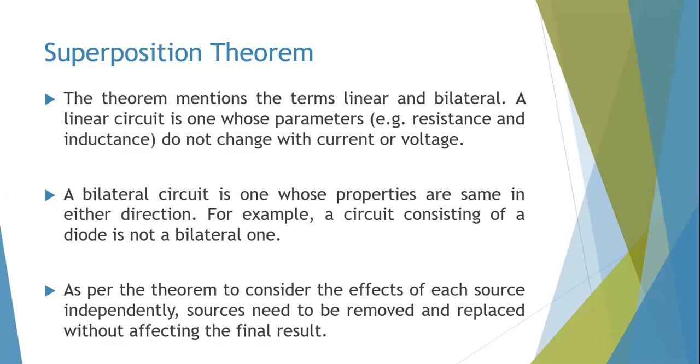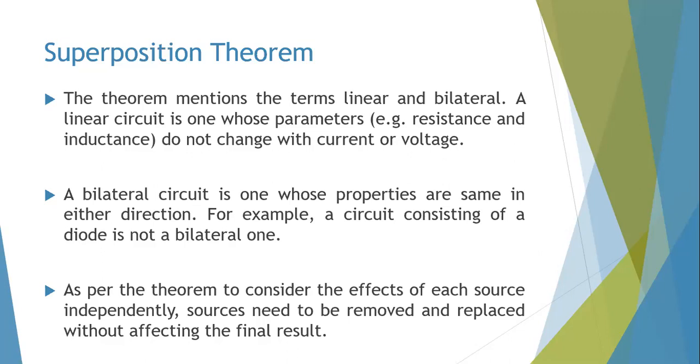But there are some circuit elements whose parameters change with voltage or current. They are more advanced circuit elements. What the term linear is basically saying is that if you have any element whose parameters, like resistance or inductance, change as the current or voltage changes, you can't apply the superposition theorem. These parameters should stay the same.